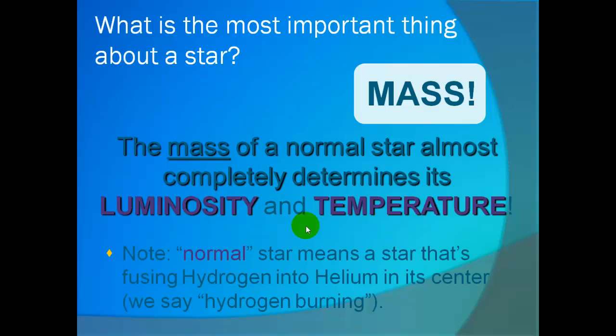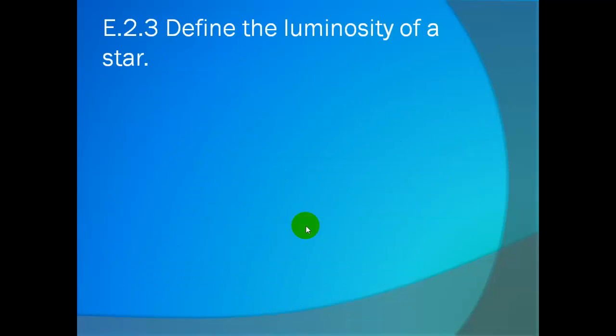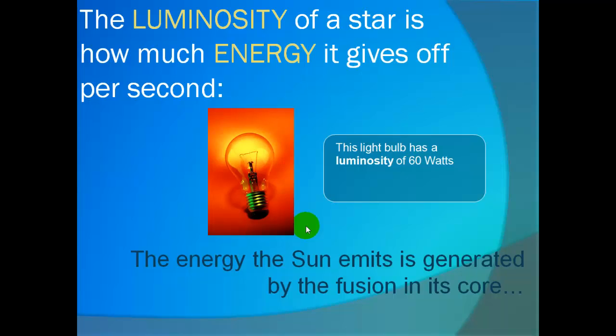Define the luminosity of a star. Well, the luminosity is how much energy is given off per second. Energy per second is the number of watts given out. A light bulb, for example, is a 60 watt source. Its luminosity is 60 watts. The energy of the sun is basically generated by fusion, which happens in its core.